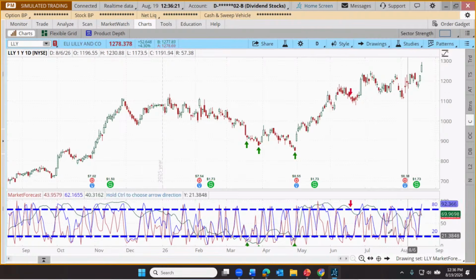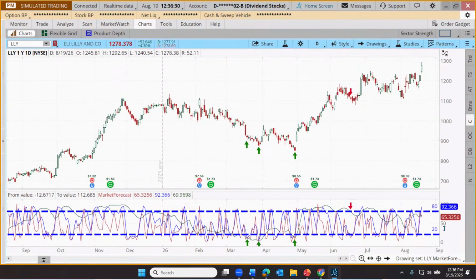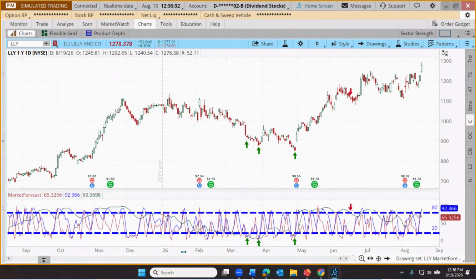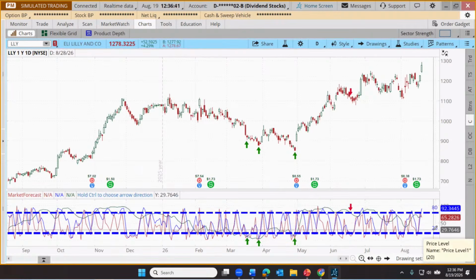Oh, I might need to squish this down. We can't even quite see our green arrows. You see those there? They're kind of obscured. I can come over here to the right and just click and drag that down a little bit. There we go. Make those a little bit easier to see. I've had to compress that indicator a little bit. But notice that I have drawn these lines at 80 and at 20.